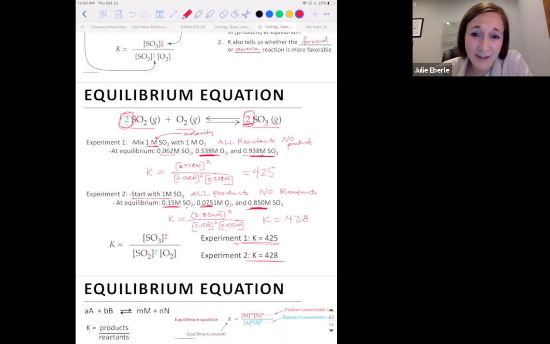I know, I agree. I don't love equilibrium either, but it is part of the course content that we have to cover, whether we like it or not. Okay, it's like eating green peas.